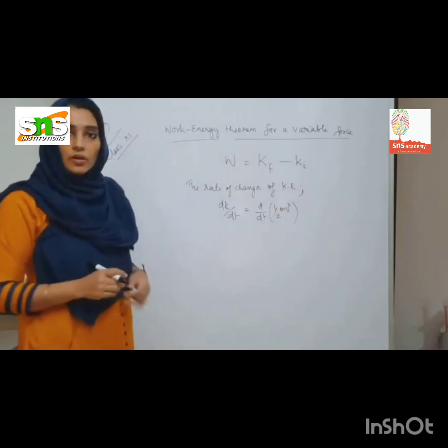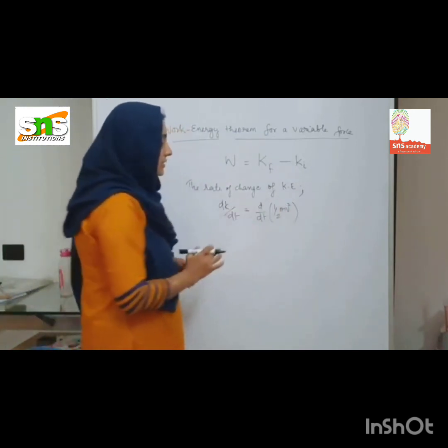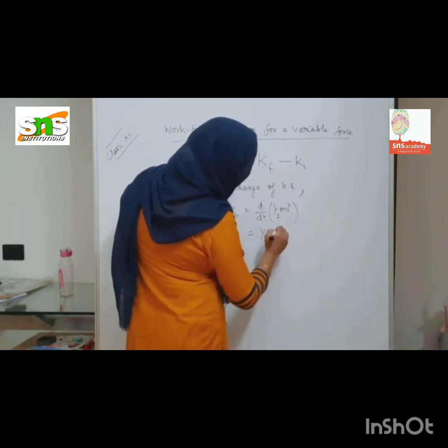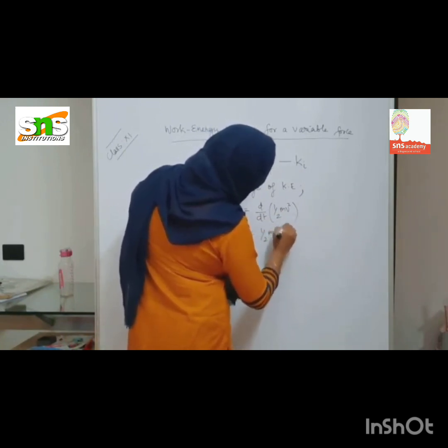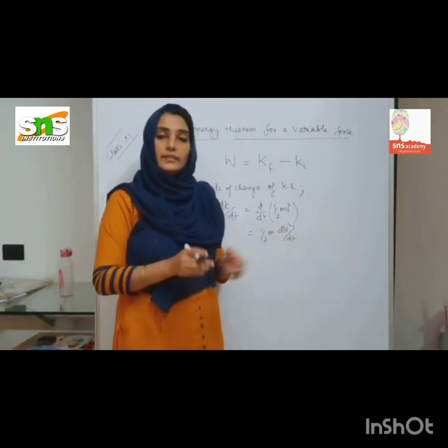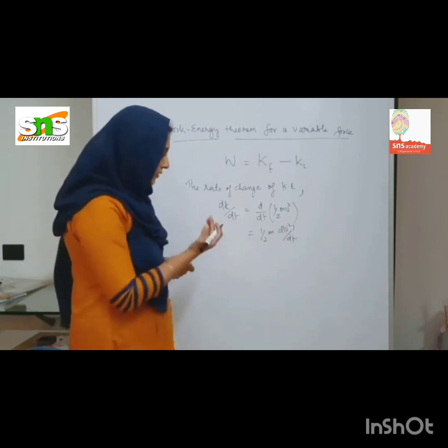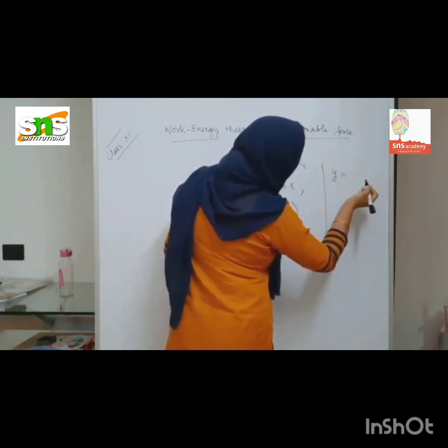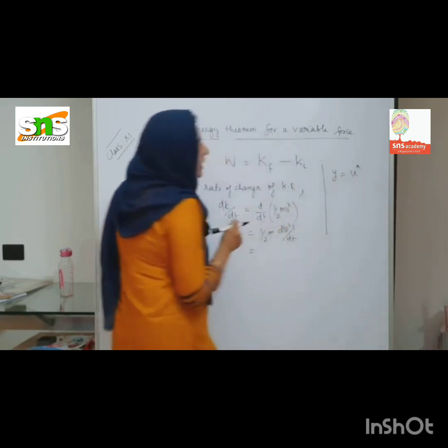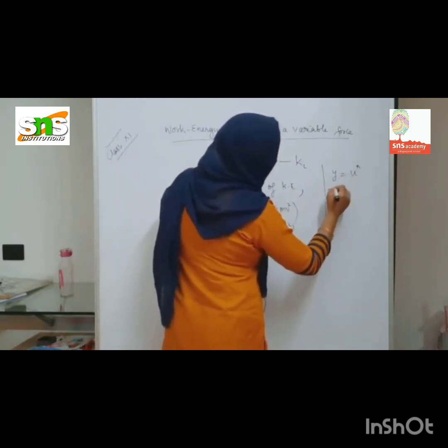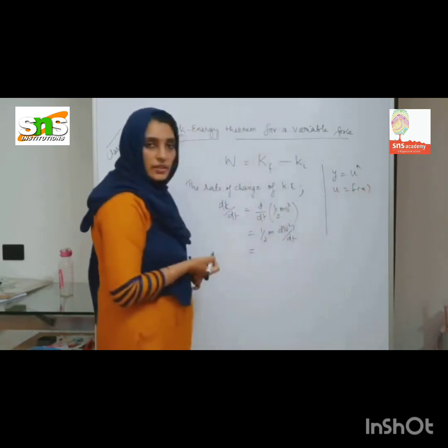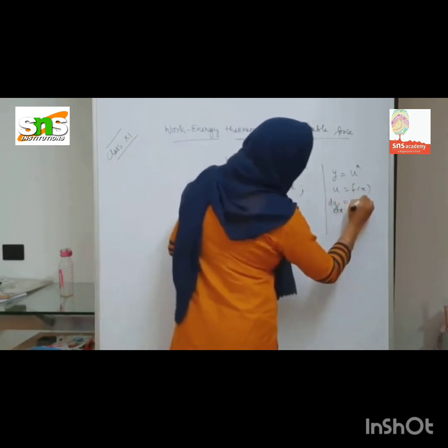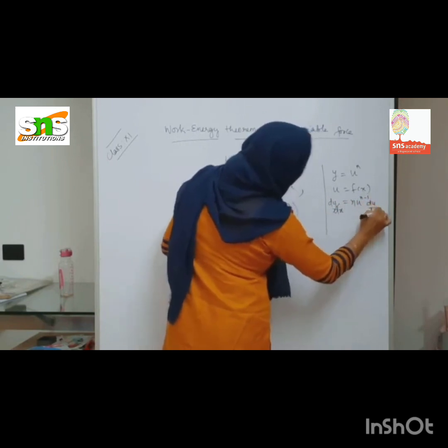Now we have to apply a rule of differentiation here. Here half and m are constants, so they can be taken outside. So half m into d by dt of v square. Now we know that velocity v is also a function of time. So we go by the rule that when y is equal to u raised to n, and u is a function of x, then dy by dx is equal to n u raised to n minus 1 into du by dx. This is the rule you have to apply.